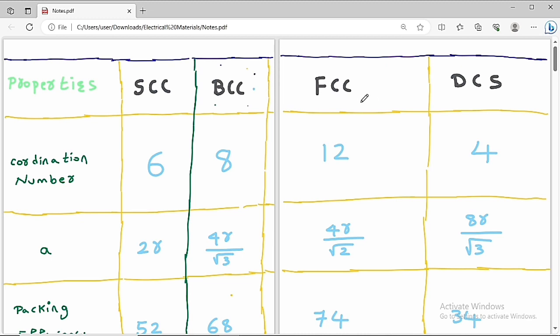And in all these, we are going to consider the unit cell as cubic in nature, means all the sides are equal. So SCC means simple cubic crystal, BCC means body centered cubic crystal, FCC means face centered cubic crystal, and DCS means diamond cubic structure. Okay. So we will try to discuss the different properties in all these.